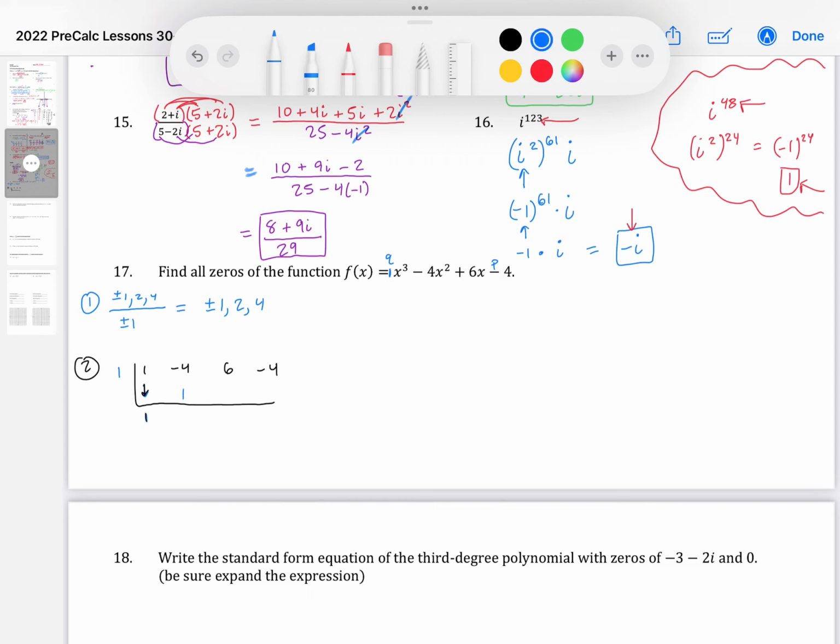So 1 times 1 is 1. Negative 4 plus 1 is negative 3. 1 times negative 3 is negative 3. 6 minus 3 is 3. 1 times 3 is 3. And I get a remainder of negative 1. So what that tells me is positive 1 doesn't work. Let's erase this.